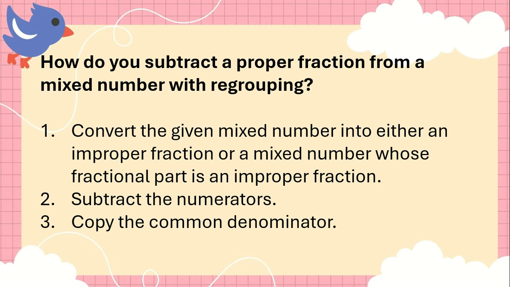How do you subtract a proper fraction from a mixed number with regrouping? First, convert the given mixed number into either an improper fraction or a mixed number whose fractional part is an improper fraction. Second, subtract the numerators. Third, copy the common denominator.